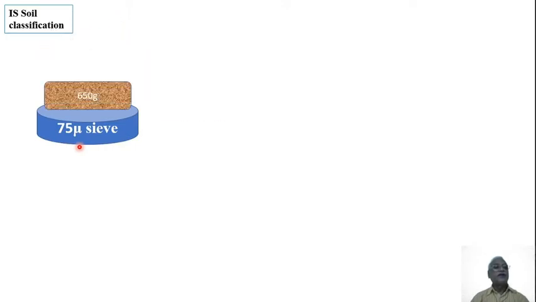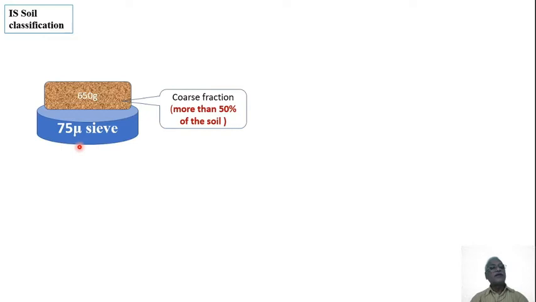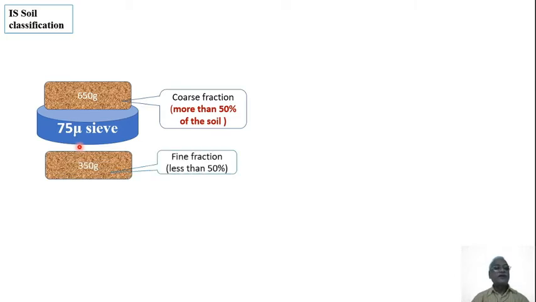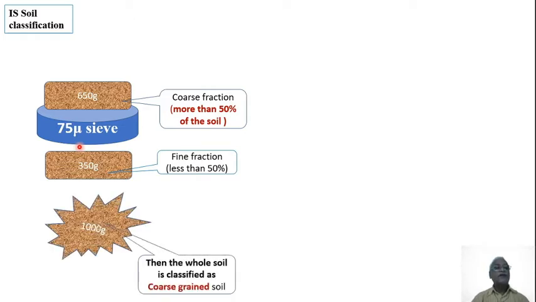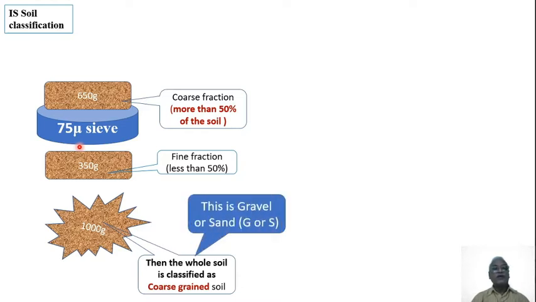This we have already seen. A soil has to be sieved through 75 microns, and say for example 650 grams is retained above. It is the coarse fraction, and then the part passing through is 350 grams. That is the fine fraction. Comparing the two parts, because more than 50% is coarser than 75 microns, the whole soil is classified as coarse grained soil, and it can be either gravel or sand.